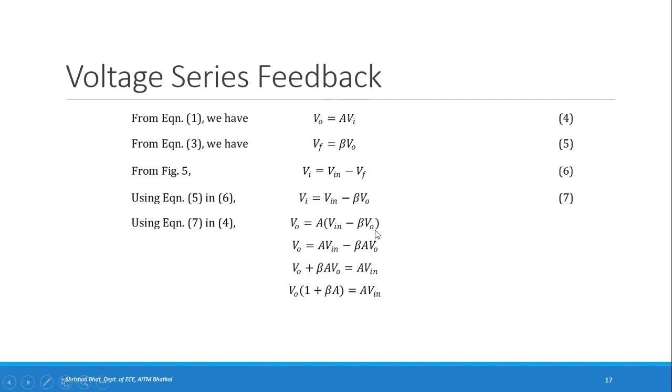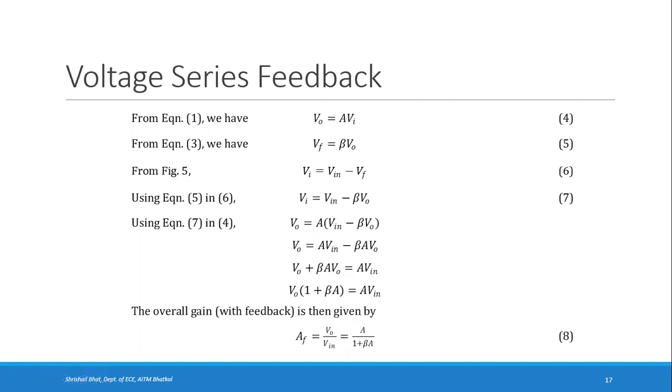So if I simplify this, what I'll get is A into Vin minus, if I multiply A here, beta A into V naught. So if I bring all the V naught terms on one side, this is minus beta A V naught. If I take it to the LHS, it will become plus beta A V naught, that is equal to A Vin. Okay, so if I take V naught common among these two, the factor is 1 plus beta A, that is equal to A into Vin. So V naught into 1 plus beta A is equal to A into Vin.